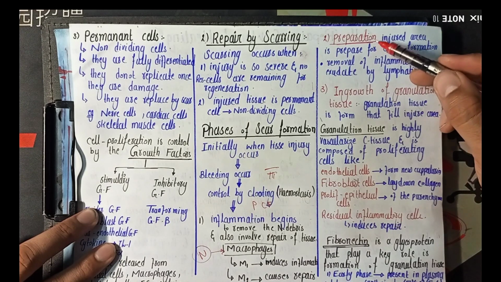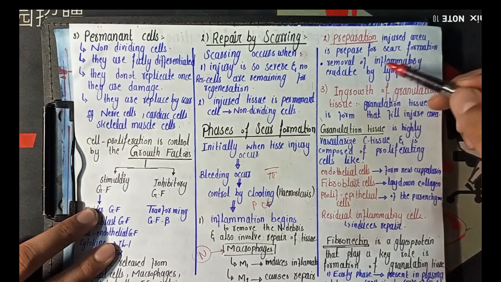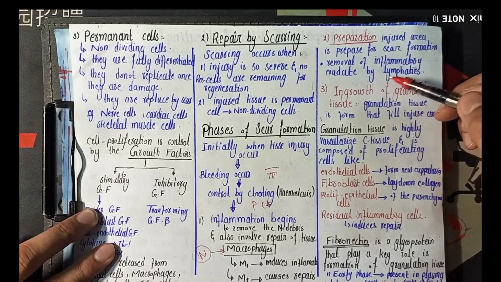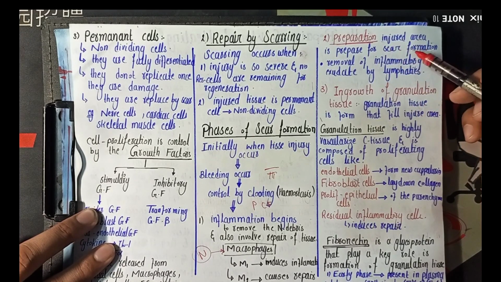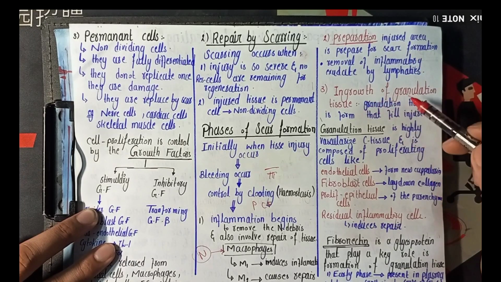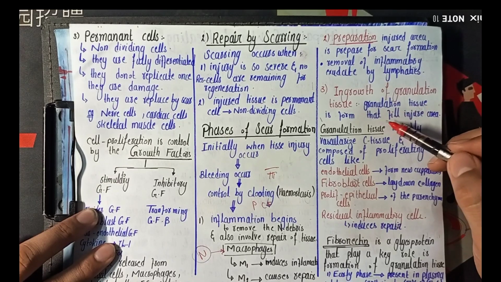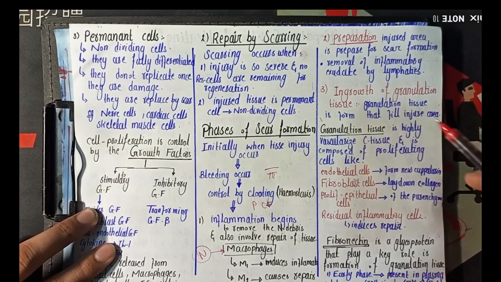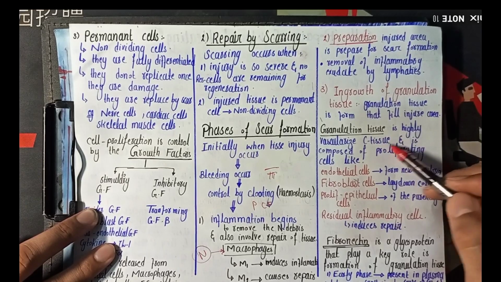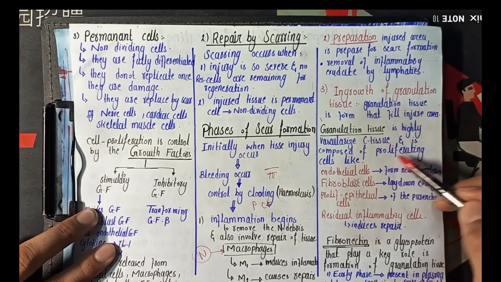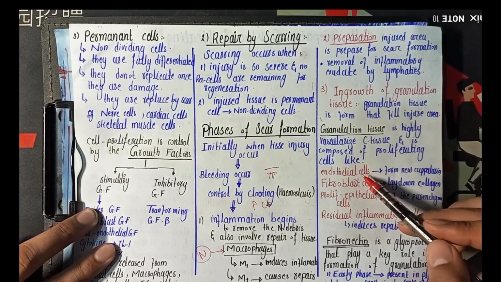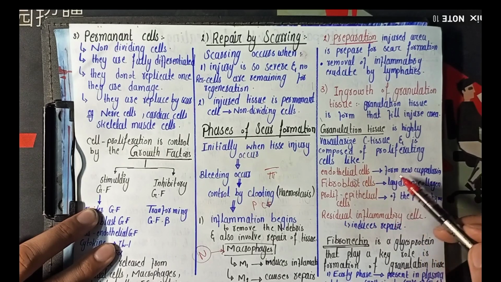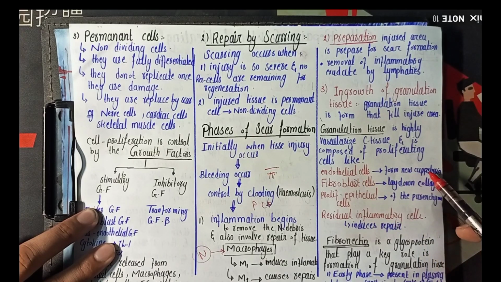दूसरा हमारे साथ है preparation, and in preparation there is removal of the inflammatory exudate by the lymphatics, and the injured area is prepared for the scarring. तीसरा है formation of the ingrowth of the granulation tissue. So the granulation tissue is formed at the injury site, and it fills the injured area. And the granulation tissue is highly vascularized connective tissue, and it is composed of proliferating cells that include the endothelial cells, which form the new capillaries by the angiogenesis.